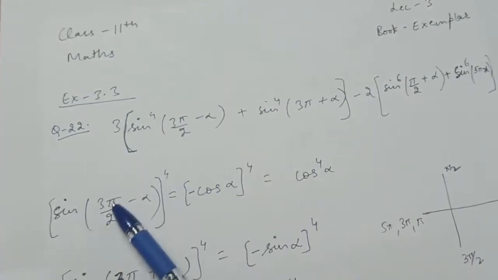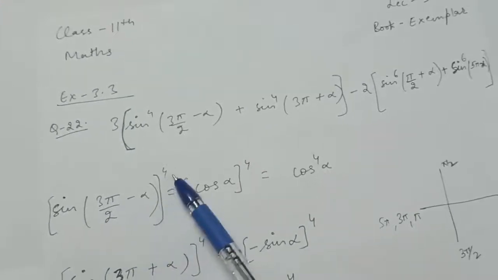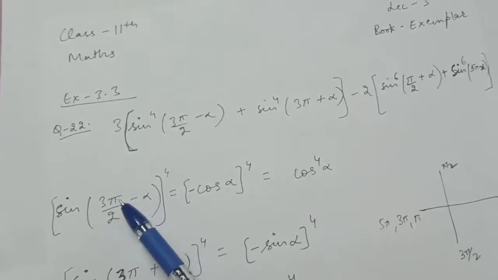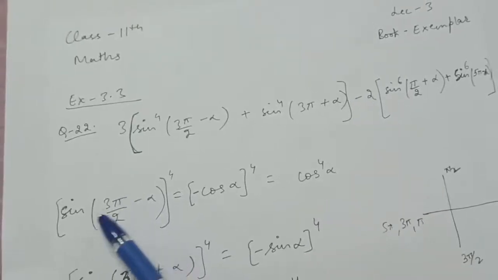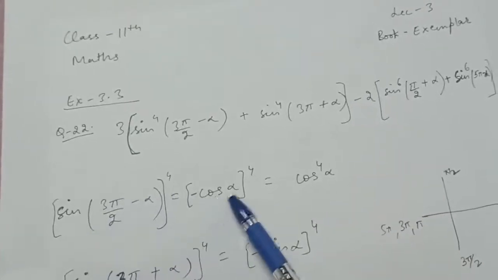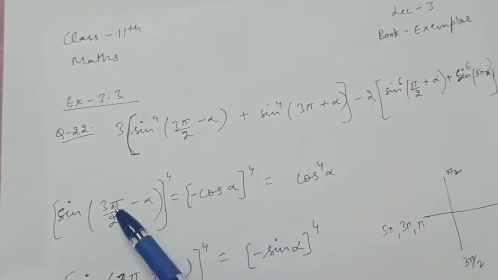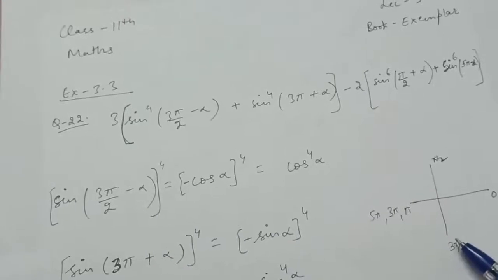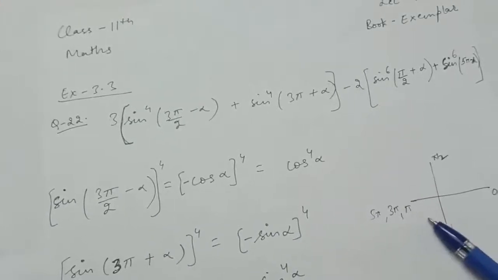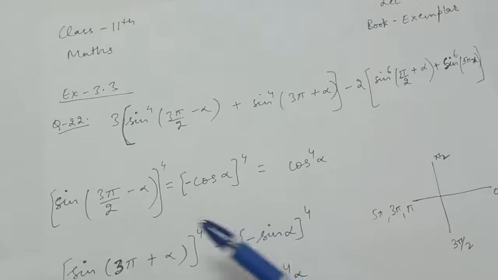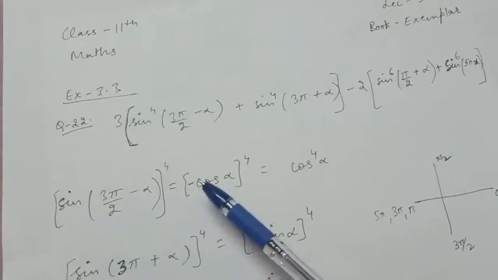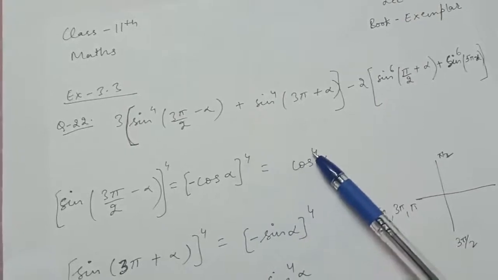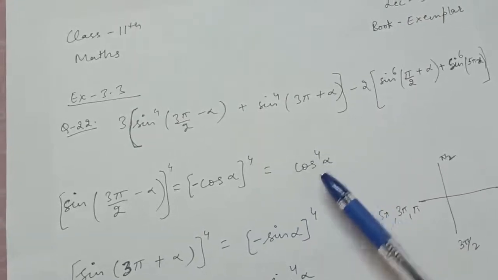So sine 3 pi by 2 minus alpha whole raised to the power 4. Now see, at 3 pi by 2, because it is an odd multiple of pi by 2, sine will change into cos. So you will get cos alpha. Also 3 pi by 2 minus alpha: 3 pi by 2 is here, minus something lies in the third quadrant, and in the third quadrant you know sine is negative, therefore minus sign will come. But minus cos alpha raised to the power 4 will be cos alpha raised to the power 4 only, right?